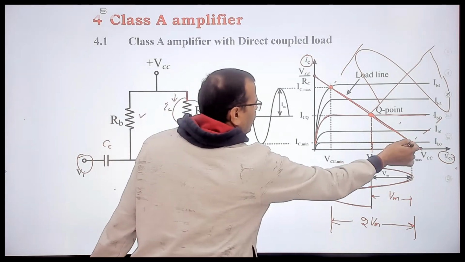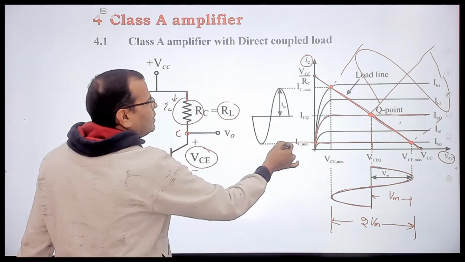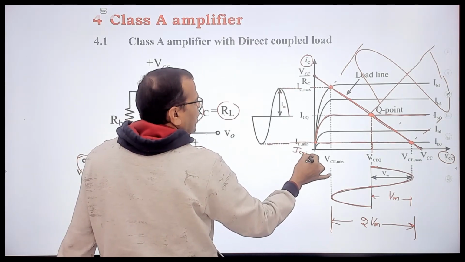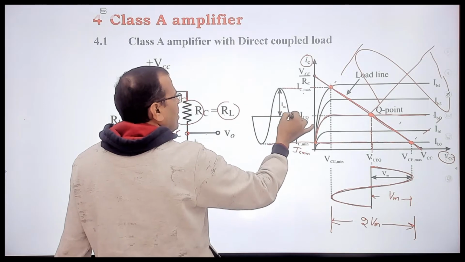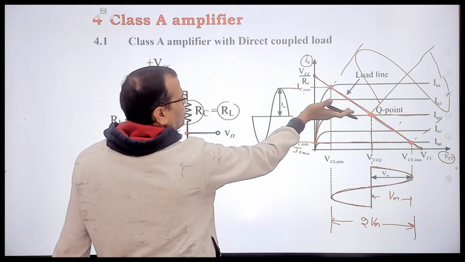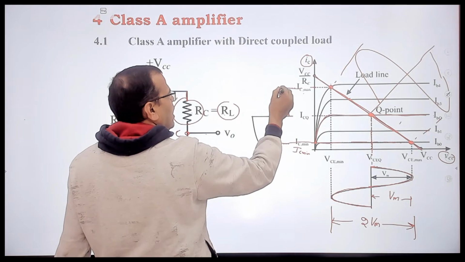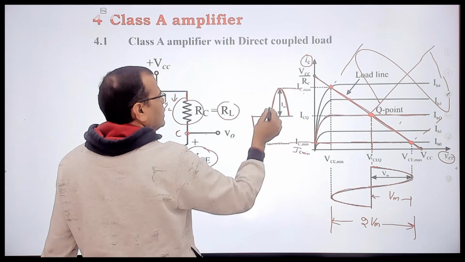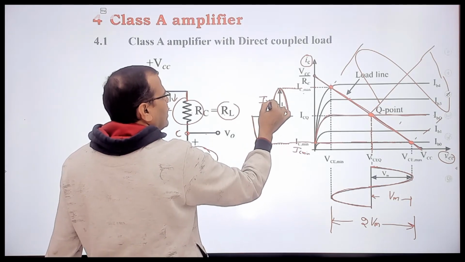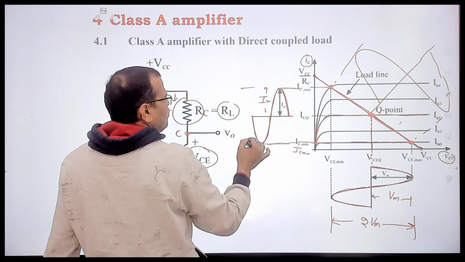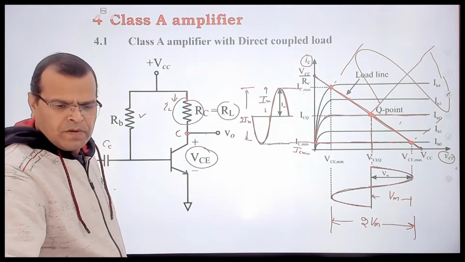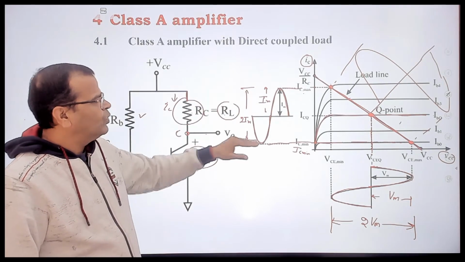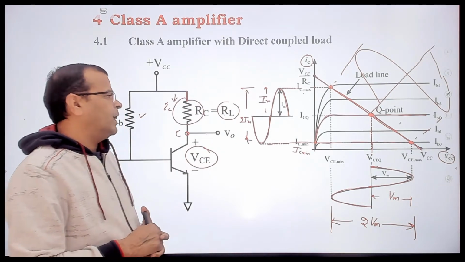Similarly, the corresponding variations in the collector current will be between this value and this value. Say this is IC minimum and this is IC maximum. When base current increases, the corresponding variation in collector current is an increase, and when base current decreases, the collector current decreases, like this. And if the peak value of the collector current is Im, then from peak to peak it will be 2 Im.